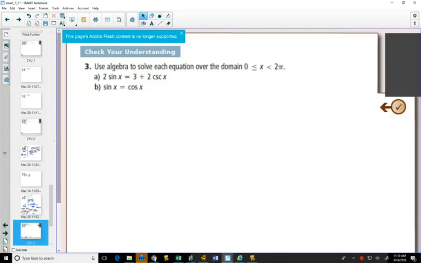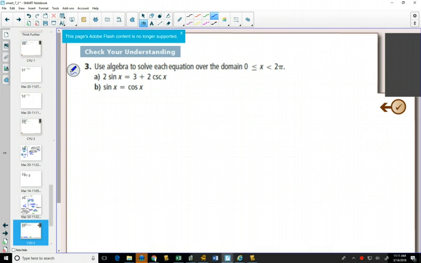Question 3 gives us a break from proving identities and instead gives us an opportunity to solve again. Now, these solving questions are a little bit different because you need to use identities in order to solve them.